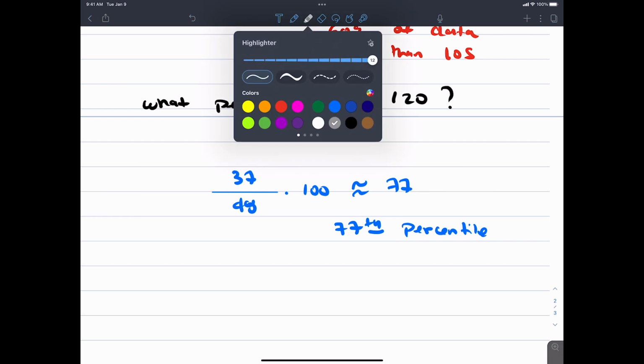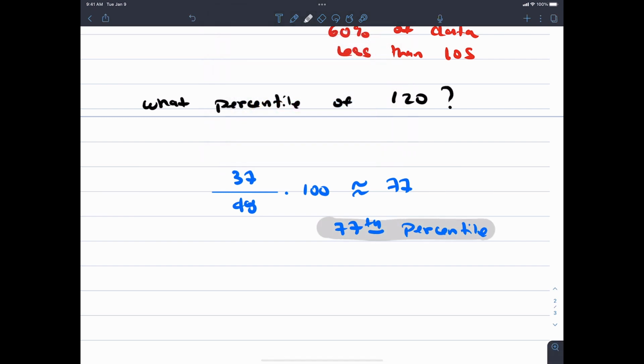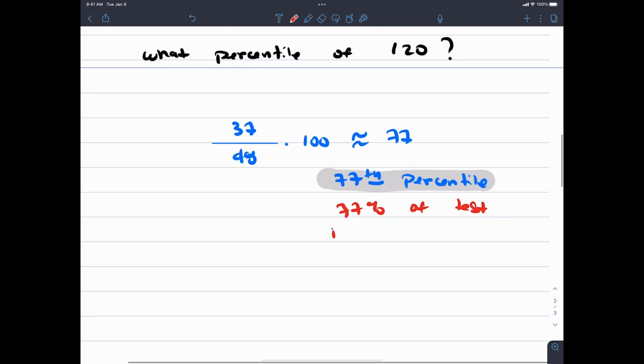So you guys know, you also want to know here that percentile means 77% of the test scores, of the data, is less than what number? 120. Okay? That's behind that number.